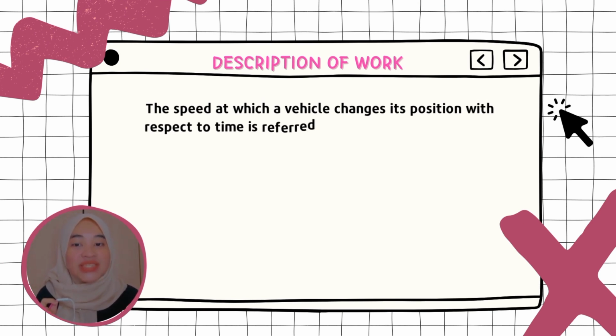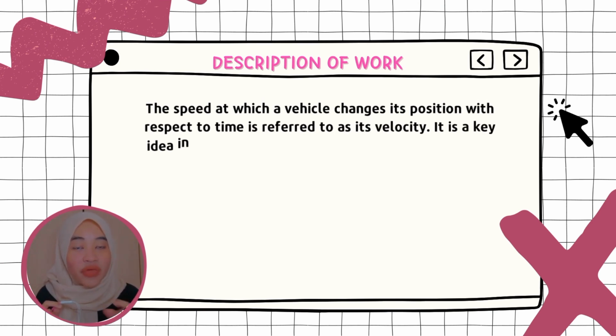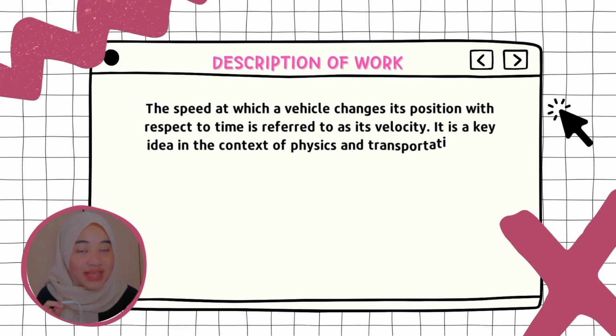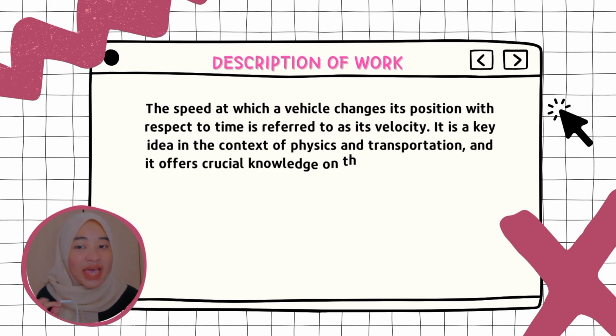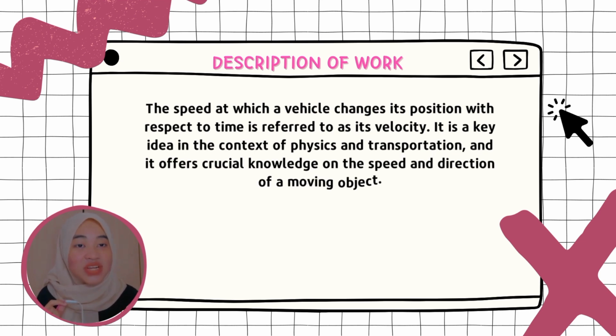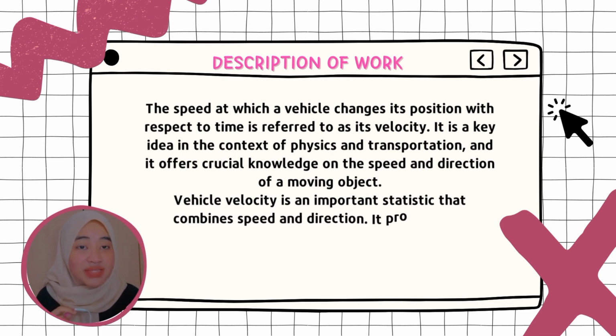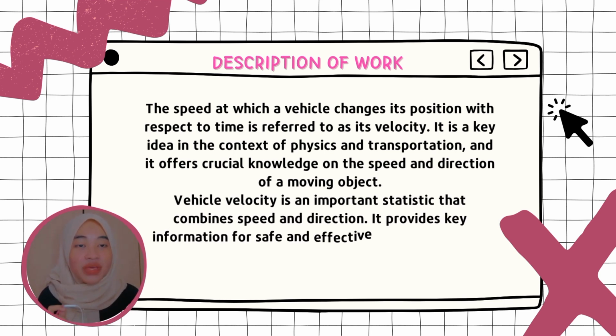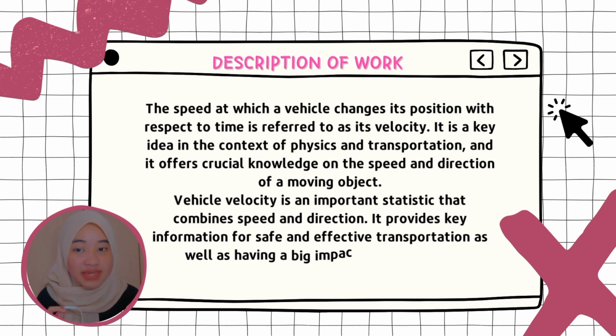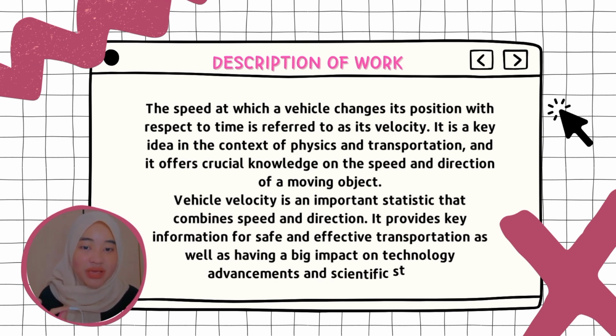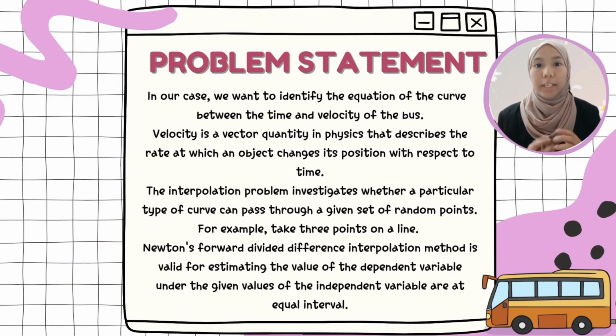The speed at which a vehicle changes its position with respect to time is referred to as its velocity. It is a key idea in the context of physics and transportation, and it offers crucial knowledge on the speed and direction of a moving object. Vehicle velocity is an important statistic that combines speed and direction. It provides key information for safe and effective transportation, as well as having a big impact on technology advancements and scientific study.